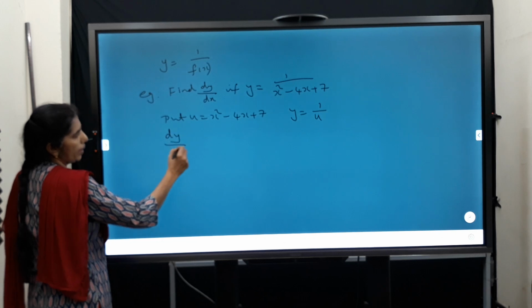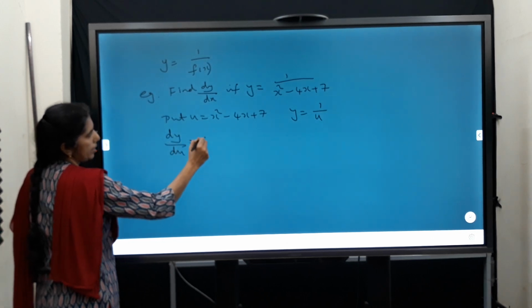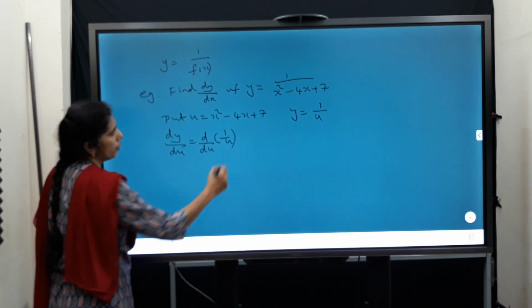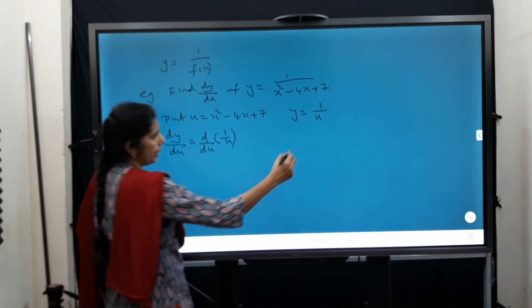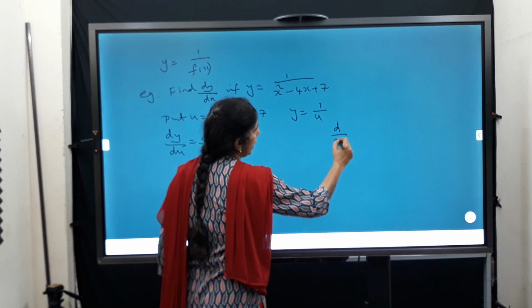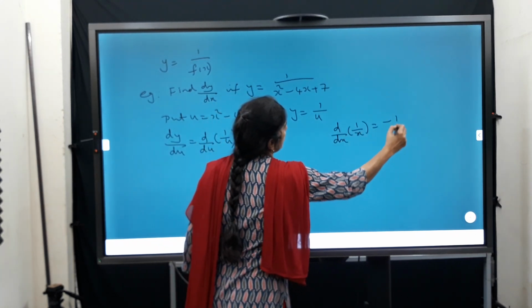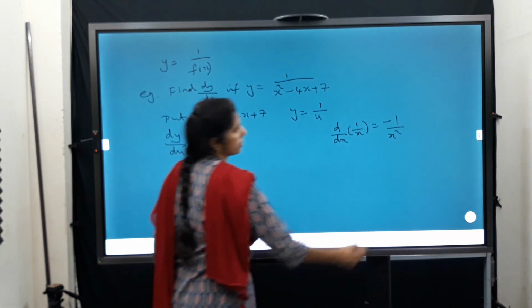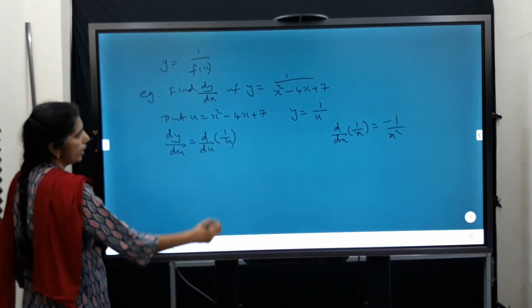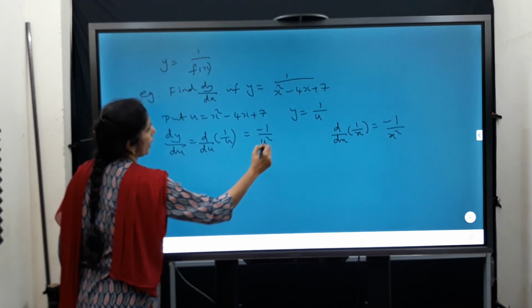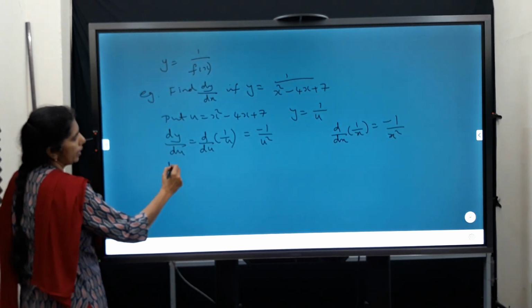Find dy by du first, that is d by du of 1 upon u. Please remember the formula, this is the standard formula. D by dx of 1 upon x is equal to minus 1 upon x square. So we have d by du of 1 upon u is minus 1 upon u square.